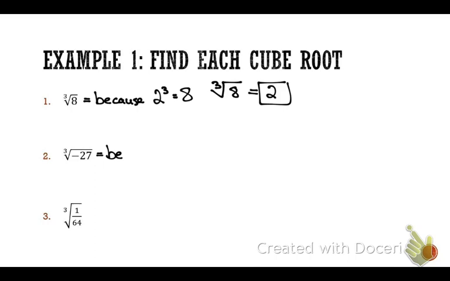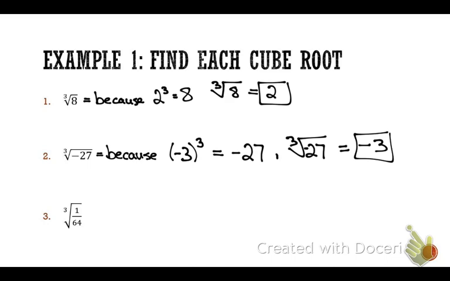So I'm going to say, because negative 3 raised to the third power equals negative 27, this is also true. That the cubed root of negative 27 is negative 3. Okay? So that's my why. All right? If negative 3 to the third power is negative 27, then the cubed root of negative 27 has to be negative 3. It can't be any other number.